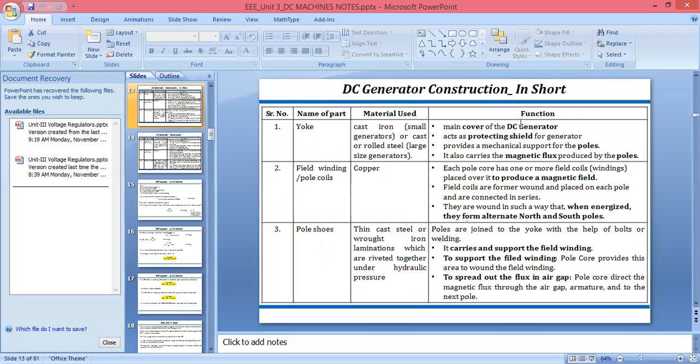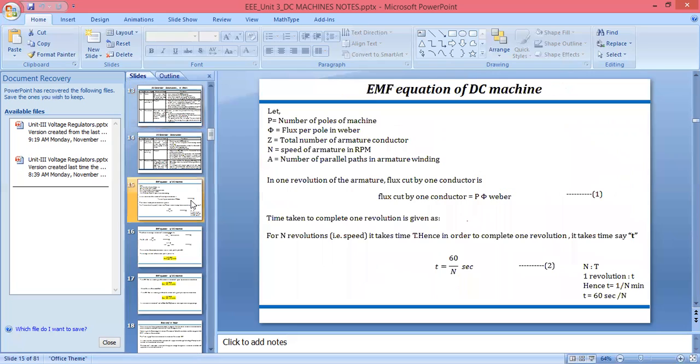Okay, then we have studied the constructions. Then we have studied how to derive the EMF equations of the DC machines. Both we will get in the DC generator and the DC motor.